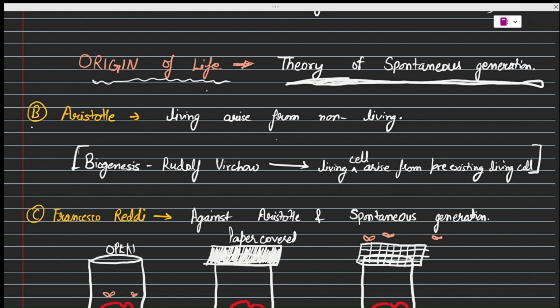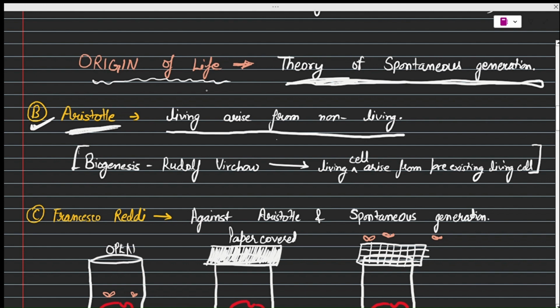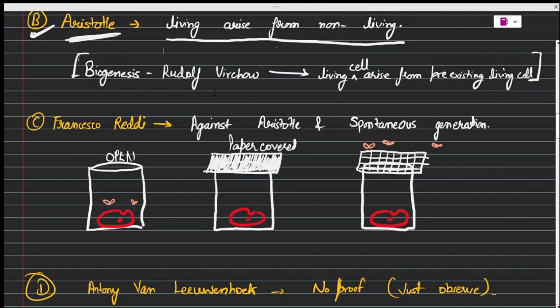Then we will move to Aristotle. Aristotle, as you know, was the father of classification, who classified organisms into land living and water living. But in regard to microorganisms, Aristotle said that living arises from non-living, following examples of, you know, old people, like how meat, when spoiled, produces maggots, and how mice arise from stores where there is nothing living, yet mice somehow get born there.